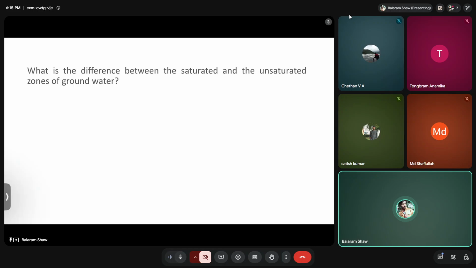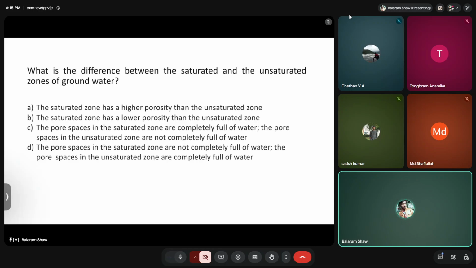Okay, so we'll move to the next question. The next question is, what is the difference between the saturated and unsaturated zones of groundwater? Your options are written here. We have talked about the saturated and unsaturated zones of groundwater, right?